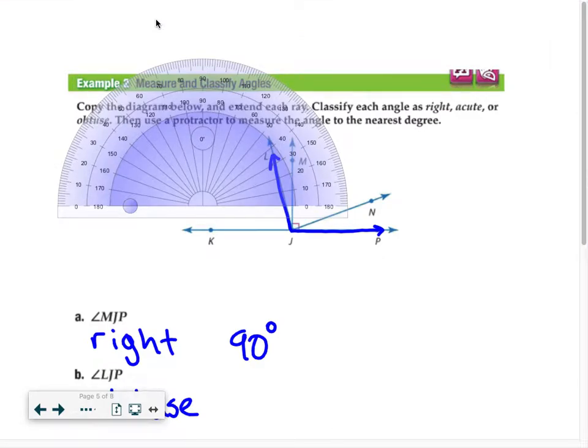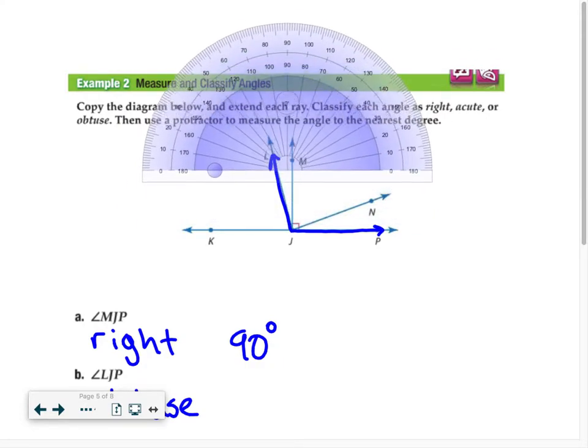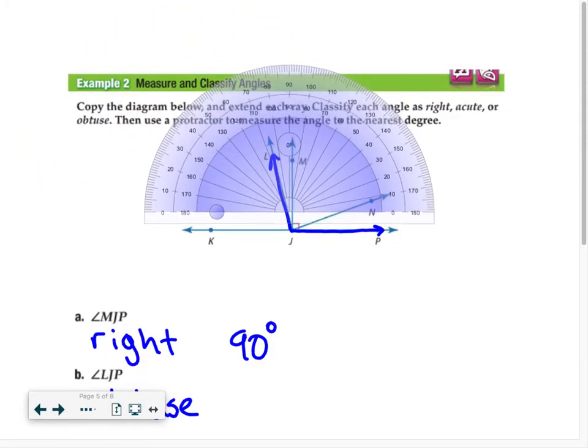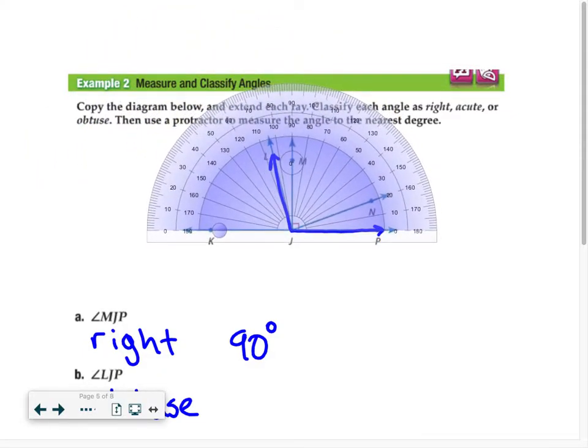Okay, so to measure our angle LJP, again, we want to put this point of the protractor on that bottom edge. We want to put that right on our vertex as close as we can. Then one of the sides of the angle, you guys can see that side, the JP ray, comes out to 0 on the inside scale. So where does that other ray go? Now we want to look at where the JL ray goes on the inside scale.